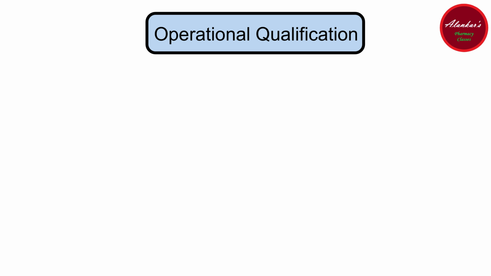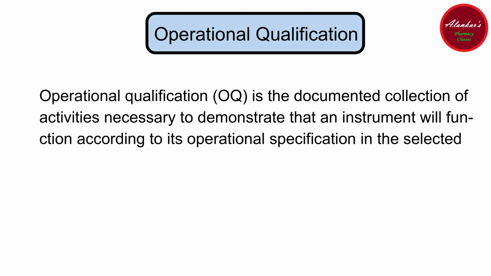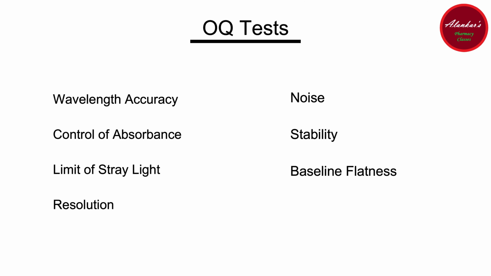Now the next step in the qualification of UV spectrophotometer is operational qualification. Operational qualification or OQ is the documented collection of activities necessary to demonstrate that an instrument will function according to its operational specification in the selected environment. Following are the tests performed during operational qualification of UV spectrophotometer: wavelength accuracy, control of absorbance, limit of stray light, resolution, noise, stability, and baseline flatness.